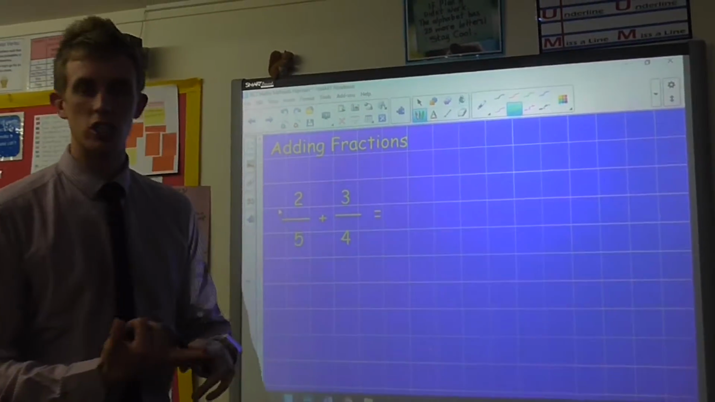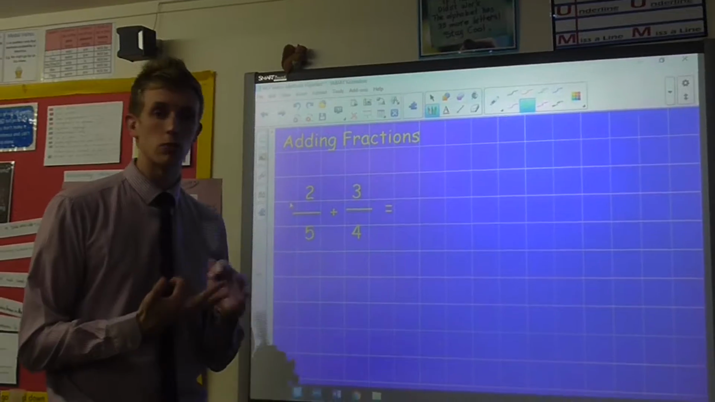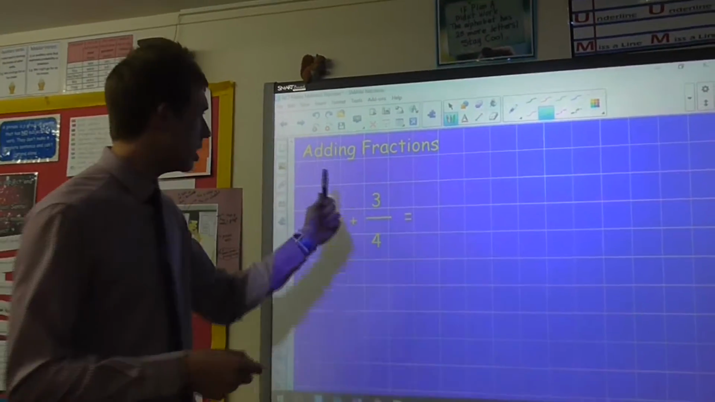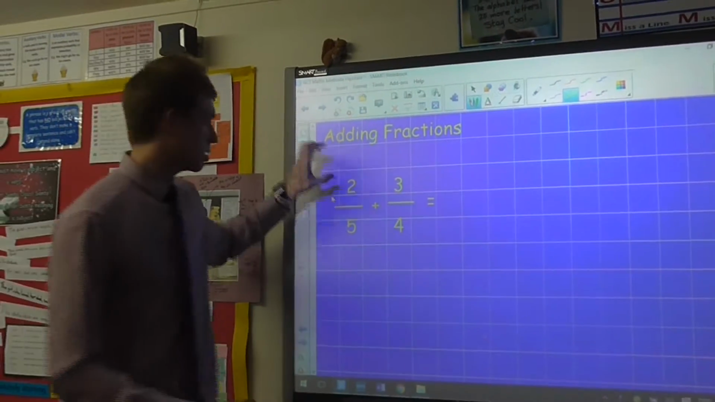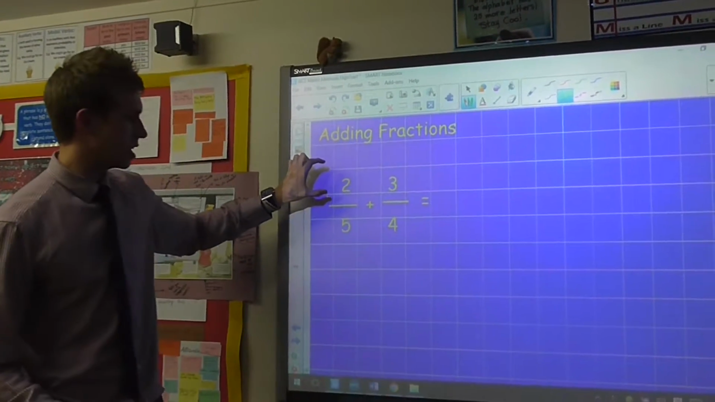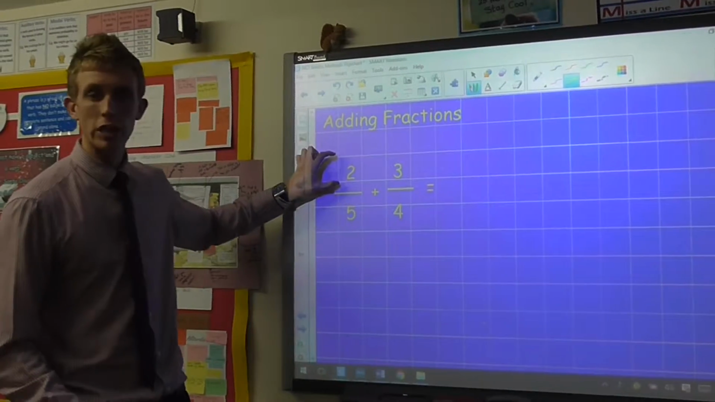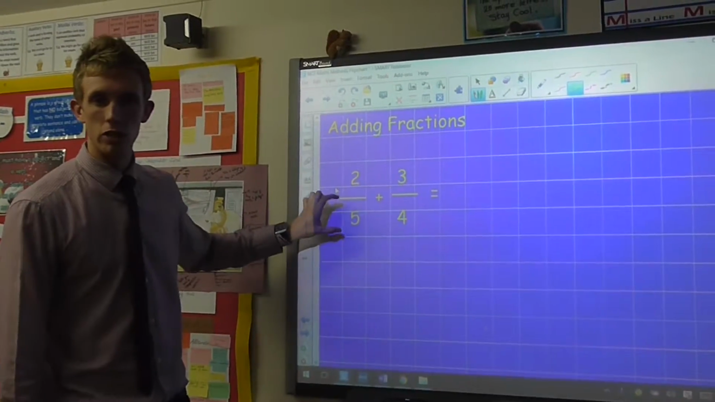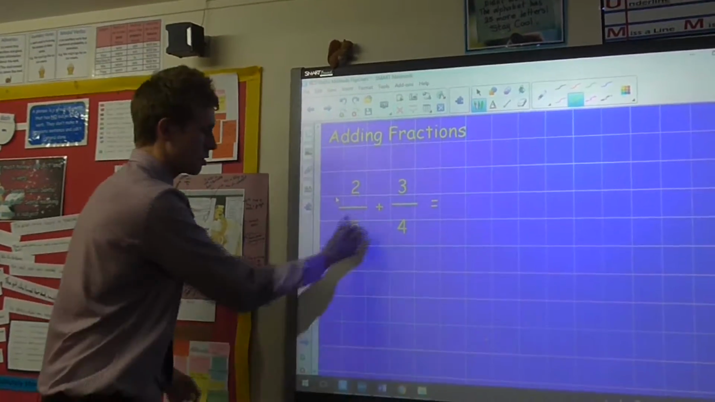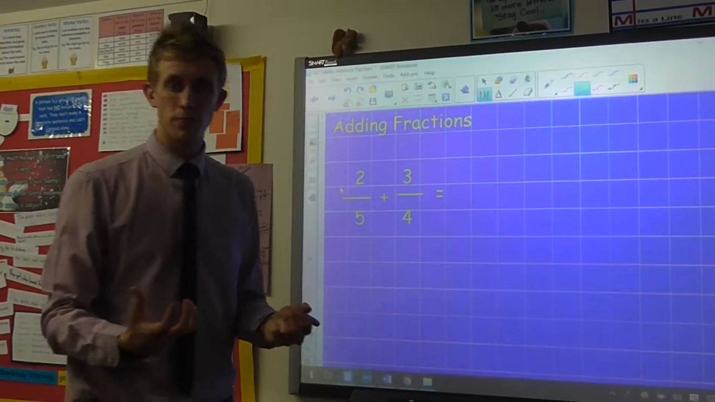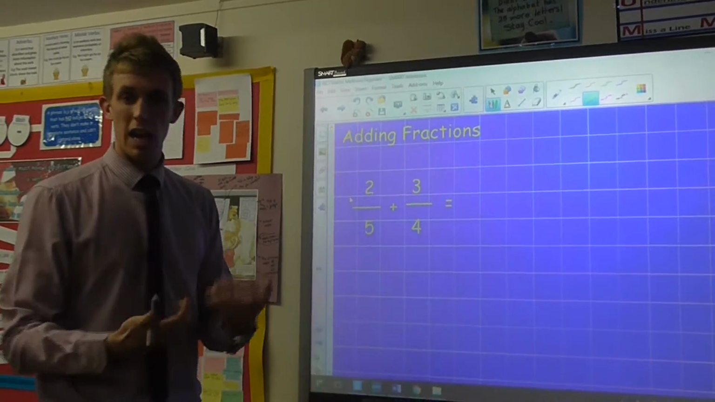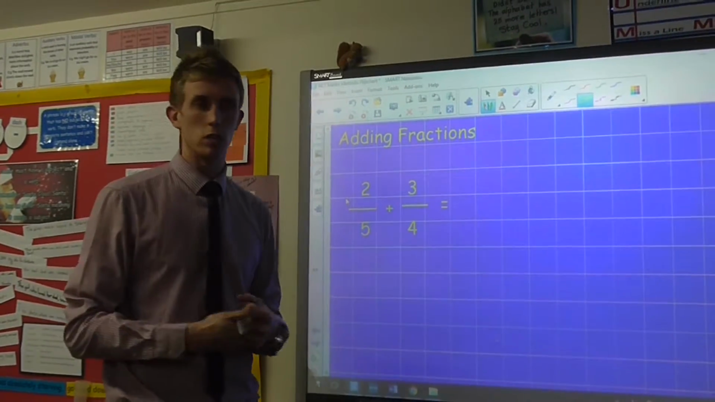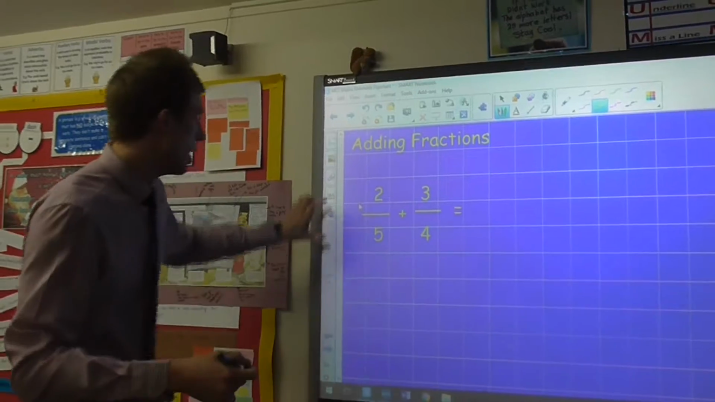Adding and subtracting fractions is actually the harder part of fractions. Multiplying and dividing are a little bit more straightforward. So, adding fractions. Basically, our fraction is made up of two parts. We've got a numerator at the top and a denominator at the bottom. The denominator tells us how many parts we have for a whole one, and the numerator on the top tells us how many of those parts we have at the minute. So it's a number that's less than 1, effectively.